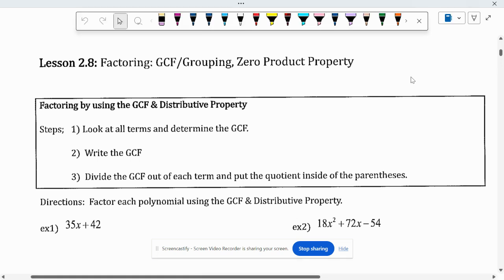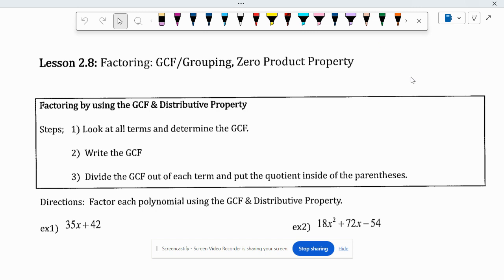All right. So today's lesson is on factoring. We're going to start factoring. This whole unit is actually on solving quadratics. So we're going to start off with factoring. And today we're going to focus on finding a greatest common factor and then factor by grouping. And we're going to discuss the zero product property.